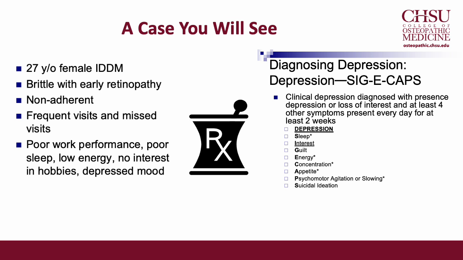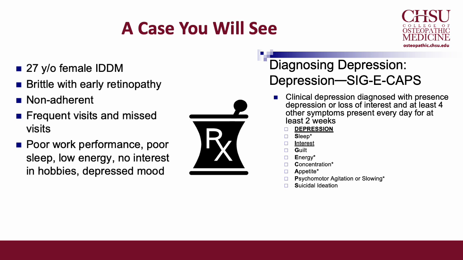Let's bring our understanding of depression to a case that we'll discuss in class. In this case, we have a 27-year-old female with insulin-dependent diabetes mellitus. The patient's disorder is described as being brittle with early retinopathy. She has been non-adherent with medications and has frequent visits as well as missed visits. She also identifies having poor work performance, poor sleep, low energy, no interest in her hobbies, and a depressed mood.